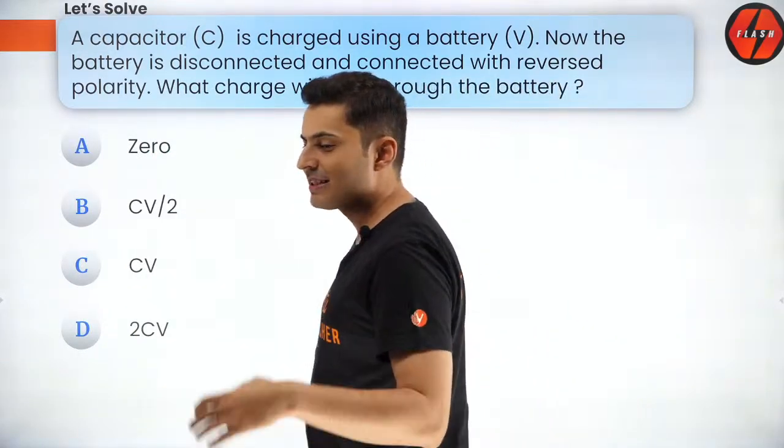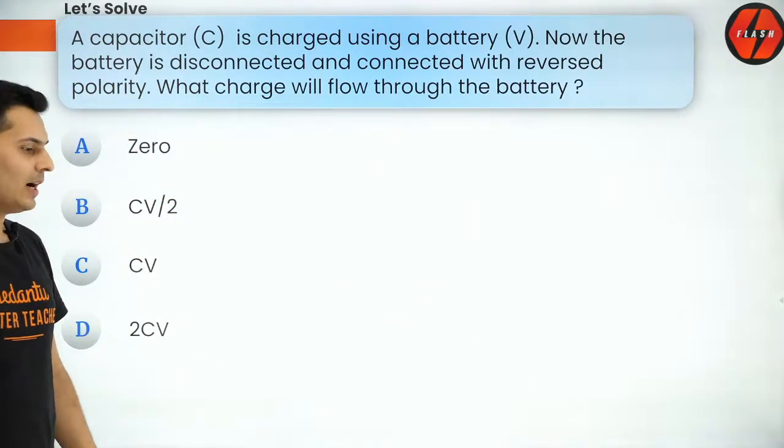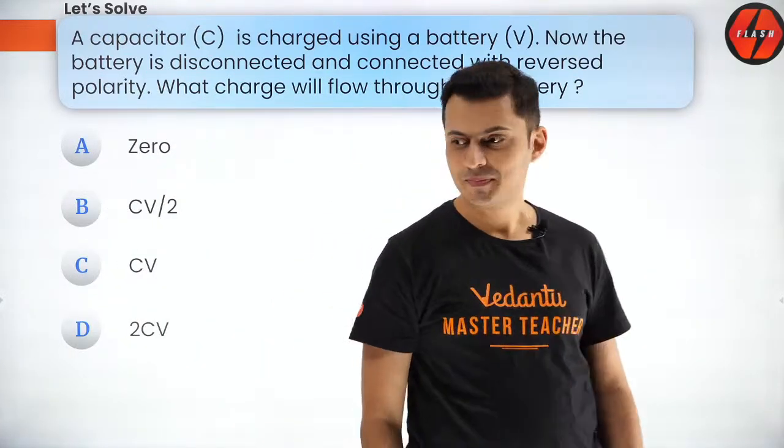So polarized means something which has polarity, Ankit. That's all. Like the sides are marked. This is positive, this is negative. That's all.